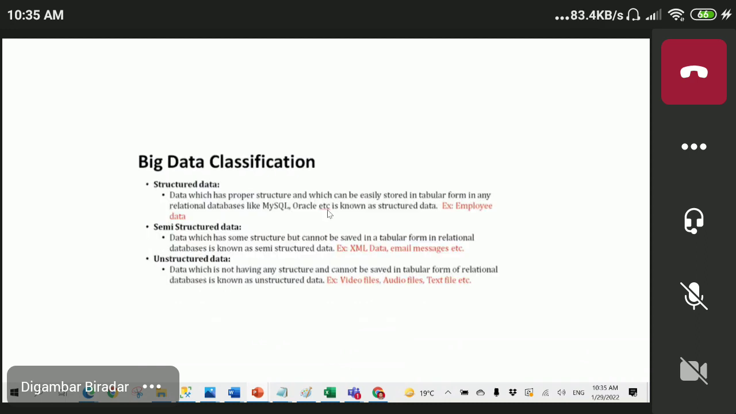Next, this is the classification of big data, that is structured data, semi structured data, unstructured data. Already I have explained. Structured is what you store in normal tables, semi structured is XML, email messages, unstructured is video, audio and text files. Text files is nothing but not .txt. It can be a Word file, anything written randomly, it can also be a text file, but we need to format that.